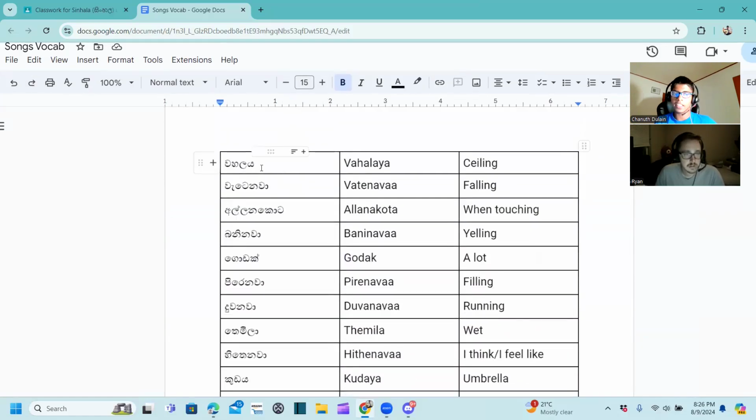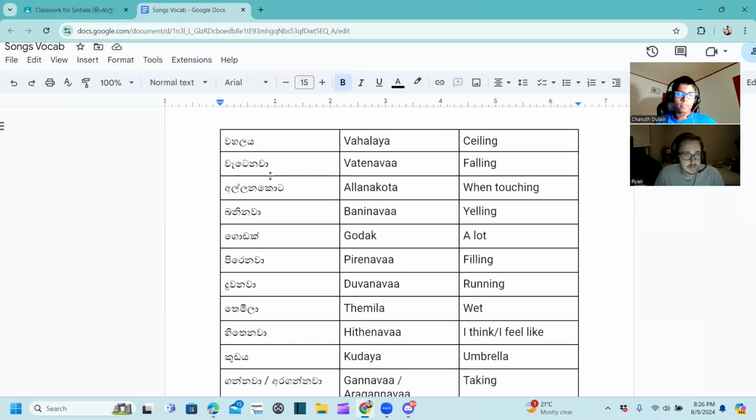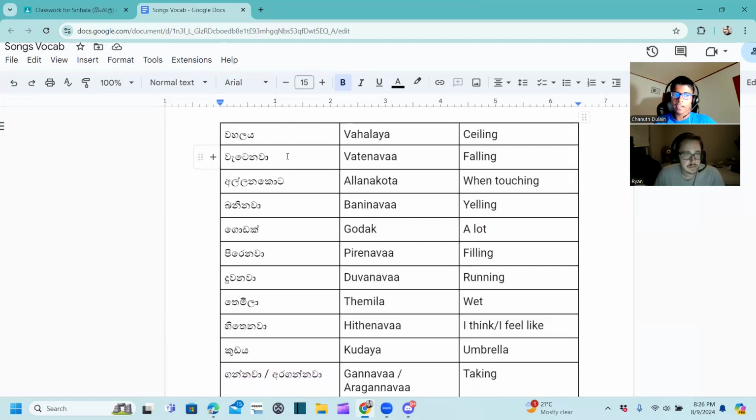And we have Vahalaya. Yeah, so you could literally read this word right now because you already learned these consonants. You could try to read this without looking. So you could say Vahalaya. And then we have Vatinava. Yeah, that means falling. And Vahalaya means ceiling.